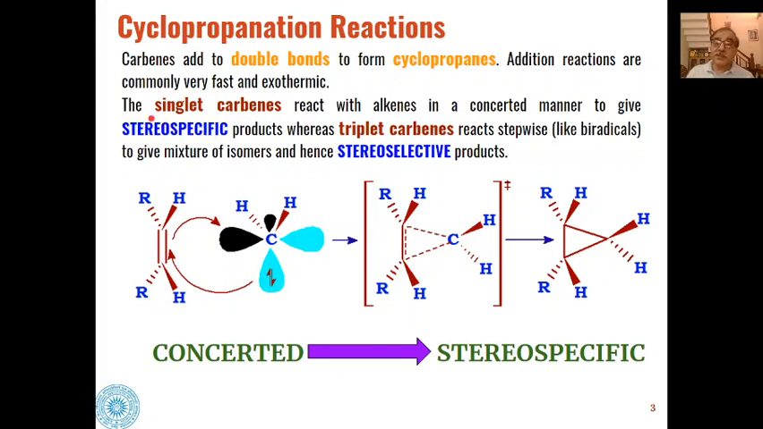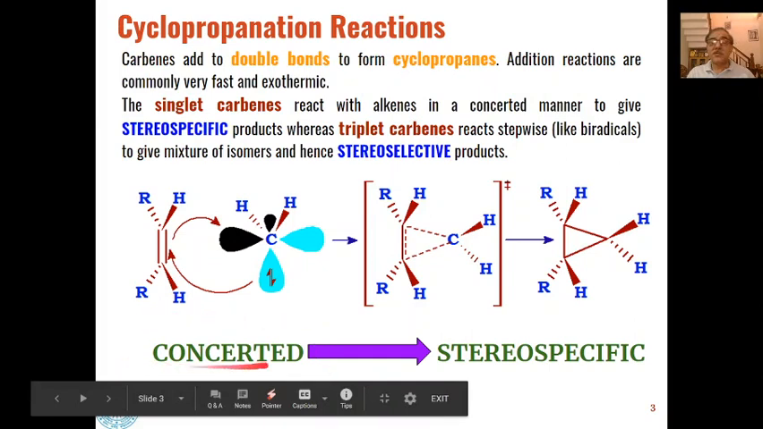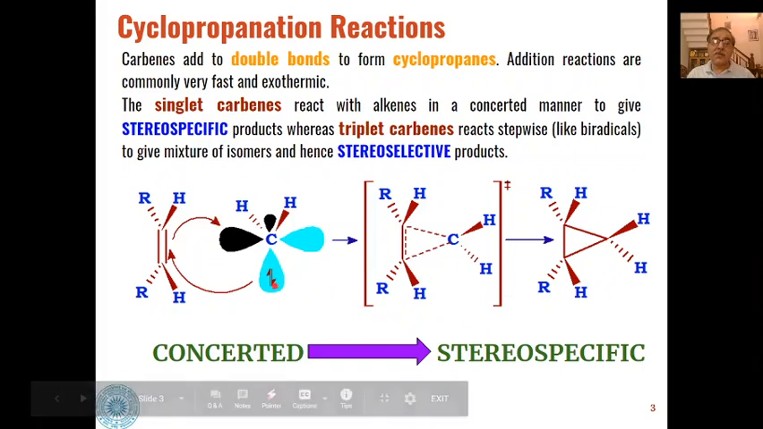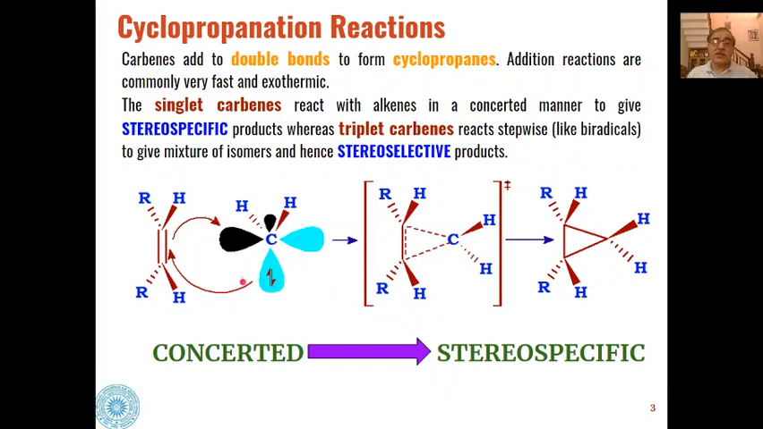Now, singlet carbenes and triplet carbenes react differently with alkenes. When singlet carbenes add to alkenes, the reaction takes place in a concerted manner, and this reaction will be a stereospecific reaction. For example, if we see the structure of the singlet carbene, we know that the two electrons which will be forming a bond with the alkene are anti-parallel in nature. And similarly, these two electrons which are forming the pi bond are also anti-parallel in nature.